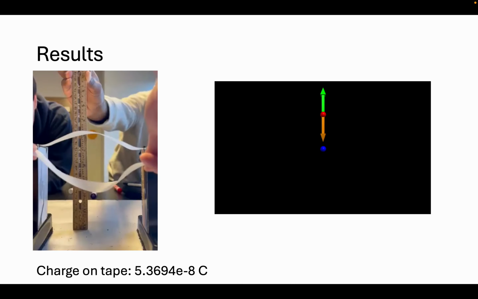the tapes repelled each other, which means that they had the same charge. And as you can see from the right image in the computer model, the force of gravity that was pulling the tape down and the electric force that was pushing the tape B up, applied from the tape A, were equal in magnitude. Therefore, the tape stayed in place. And the charge on tape was calculated to be 5.3694 times 10 to the minus 8th power coulombs.